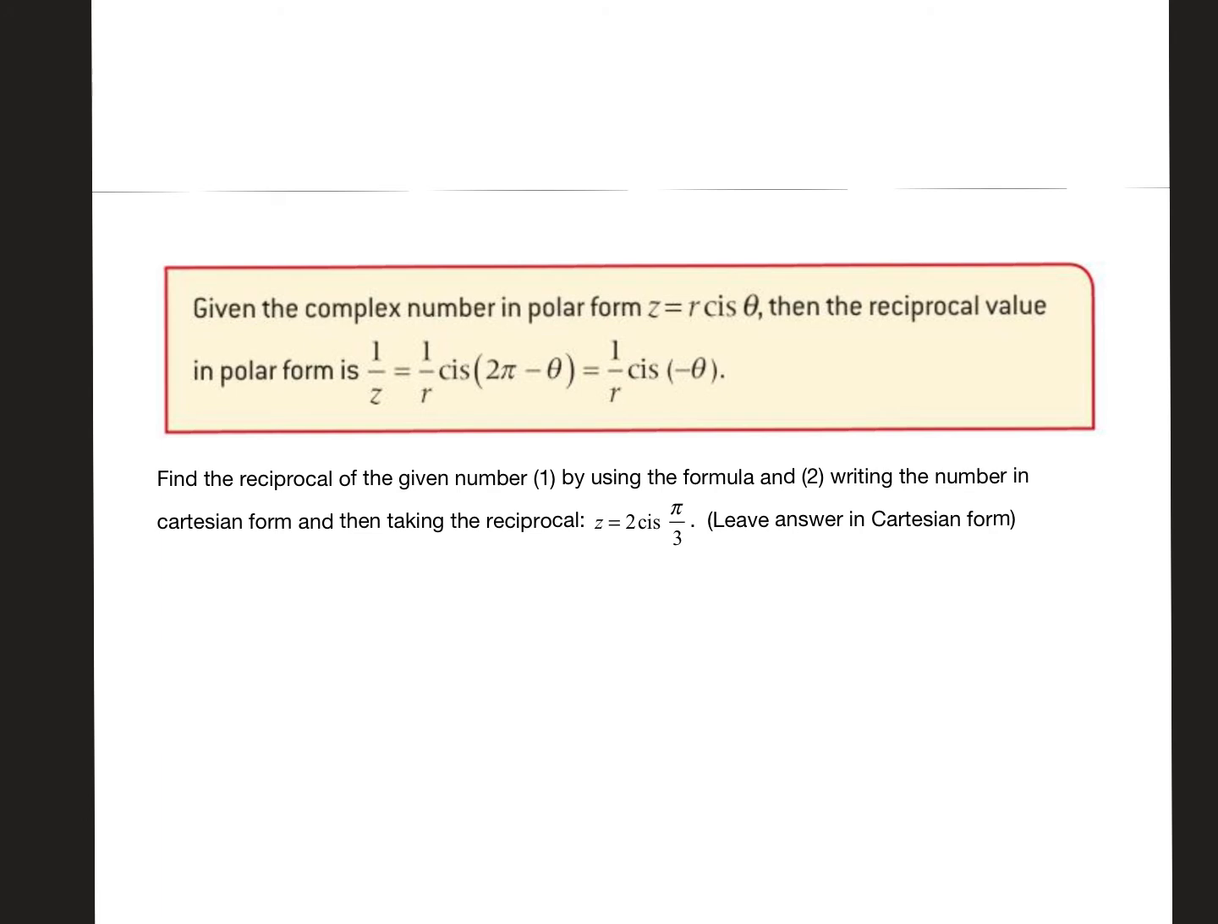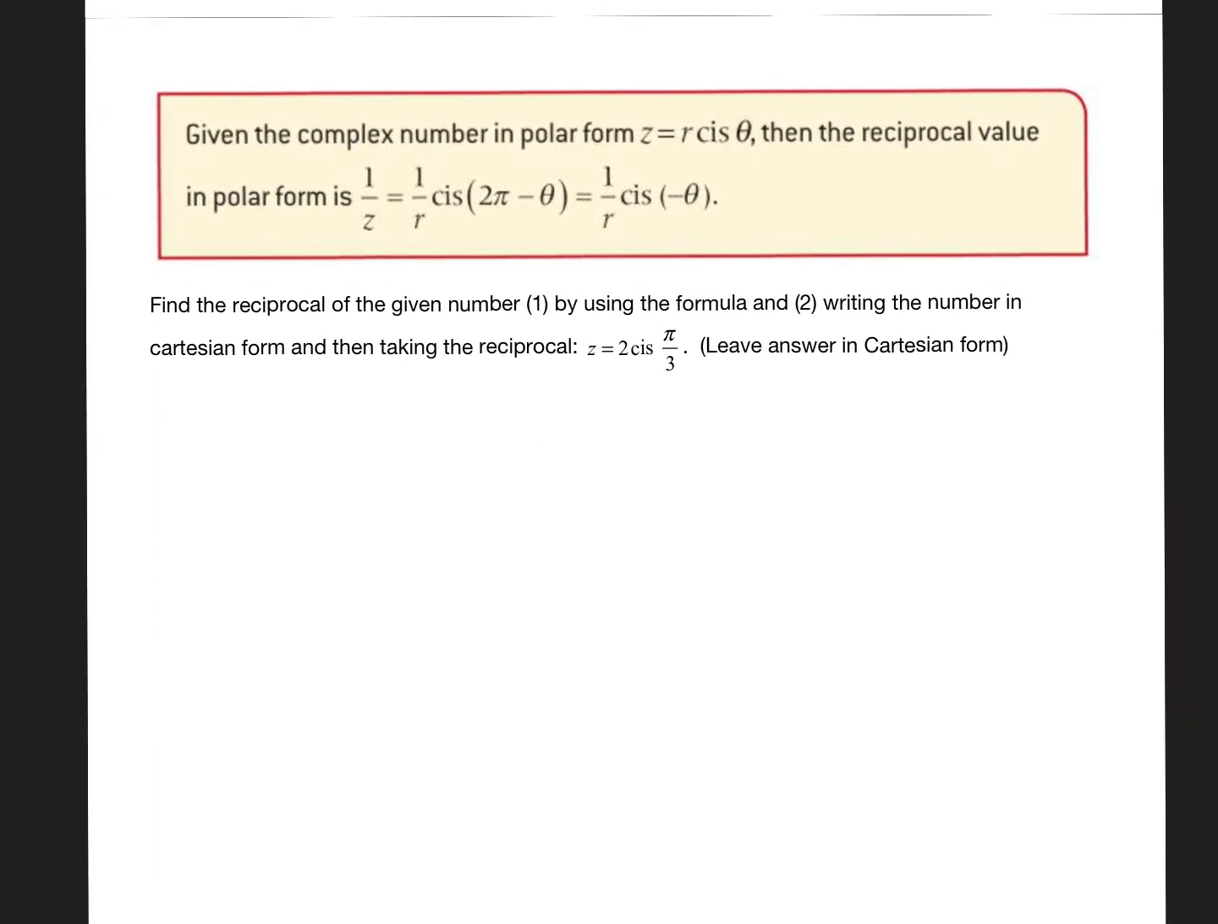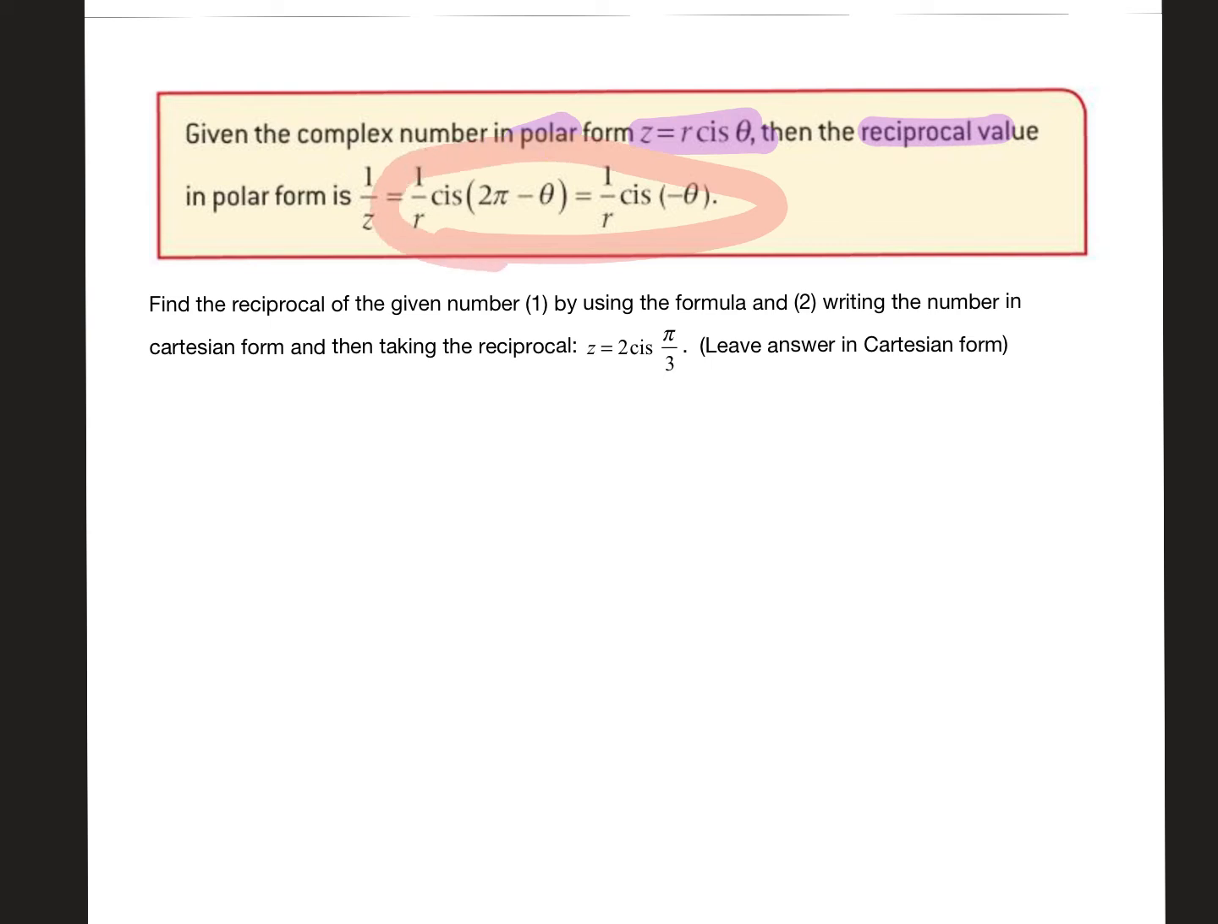So here's kind of the definition that you're seeing. You're going to be given a number in complex form. So step 1, you're going to have to change it to polar form, and you are going to be finding the reciprocal. So here is the entire formula that you need. Notice that you'll have to take the reciprocal of the radius along with doing 2 pi minus whatever the angle is you have here.